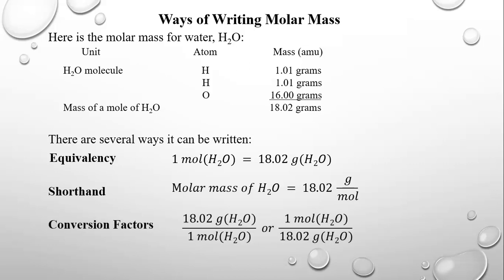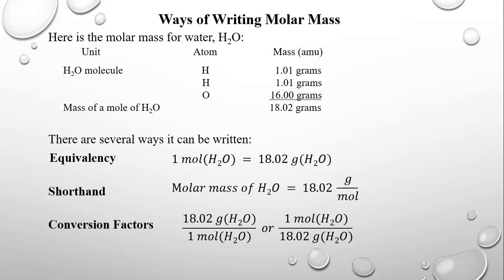And finally, what are called the conversion factors. All you simply do is take the equivalency and put one of those over the other. So in the first conversion factor, you take 18.02 grams H2O over 1 mole of H2O, or you can flip it. There's 1 mole of H2O for every 18.02 grams of H2O.